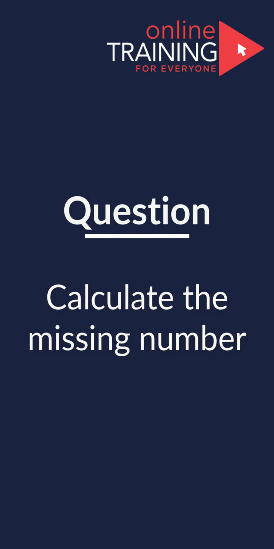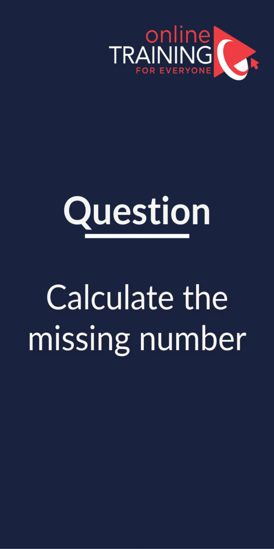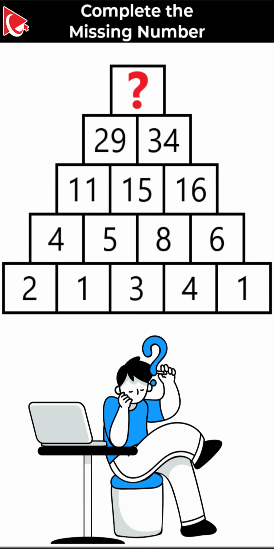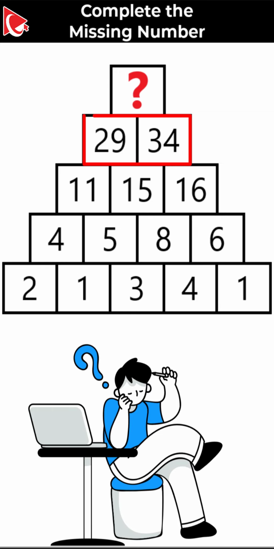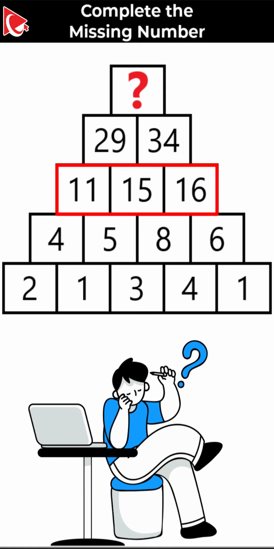Here's a tricky problem that you might find challenging to solve. You're presented with a pyramid. The top of the pyramid starts with the missing number that you need to calculate. If you go down, the second row contains numbers 29 and 34. The next row contains numbers 11, 15, and 16.